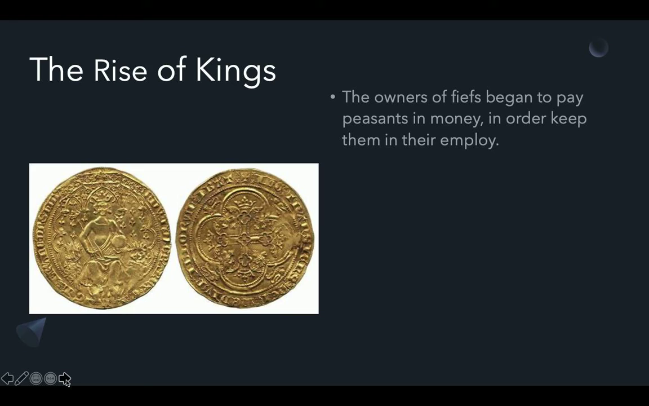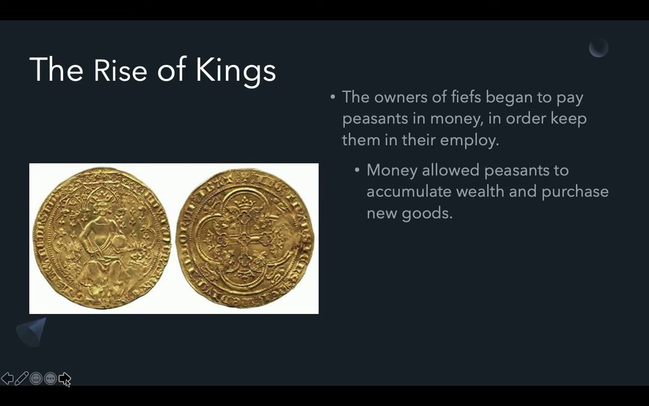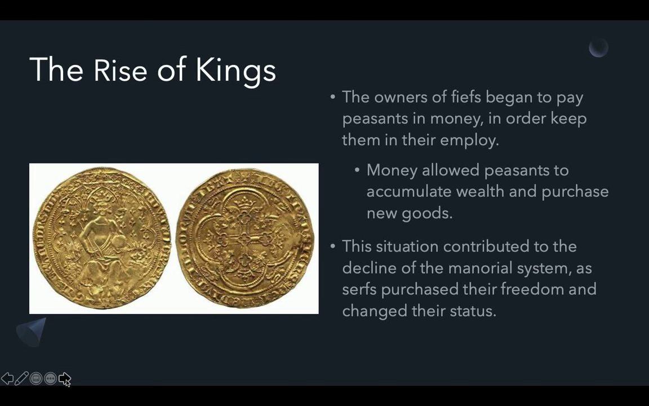The owners of fiefs began to pay peasants in money in order to keep them in their employ. Money allowed the peasants to accumulate wealth and purchase new goods. And this situation contributed to the decline of the manorial system because the serfs were eventually able to purchase their freedom and change their status.